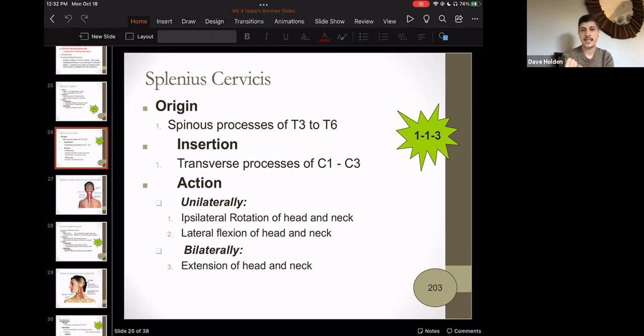Origin, spinous processes of T3 through T6, so mid-back. Insertion, transverse processes of C1 through C3. So this guy's origin is lower than its insertion. So when it contracts, it will reach up to the cervical spine and pull down. One side will create lateral flexion or ipsilateral rotation. Both sides create extension.